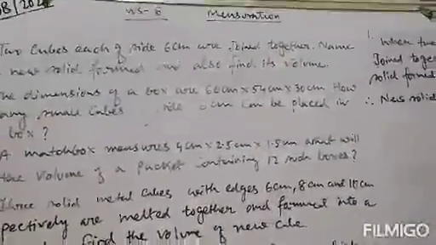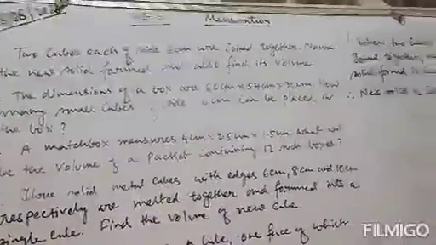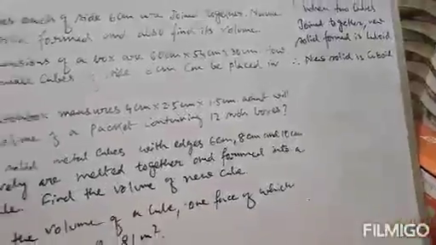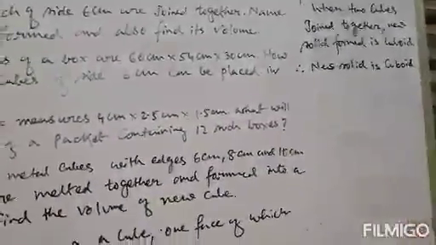Two cubes of side 6 centimeter are joined together, and the new solid that is formed is a cuboid. Now we will find the volume. That means we have to find the volume of the cuboid, that is the new solid formed.